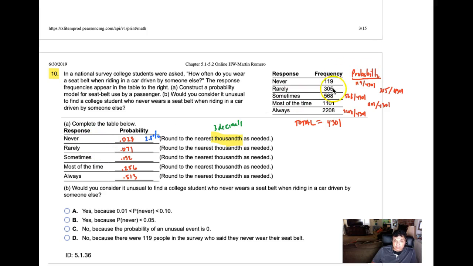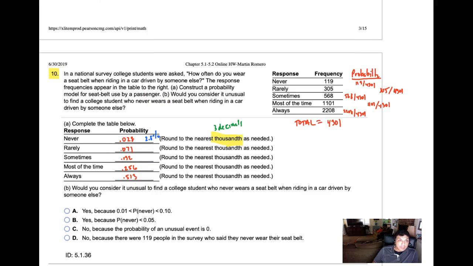And so you take those frequencies and divide by the total, and that gives you your decimal to the thousandths place, which is 3 decimal places. And so then you have these values here. It is very similar to a relative frequency. Here we're just calling it a probability because we're interpreting these frequencies as probabilities.